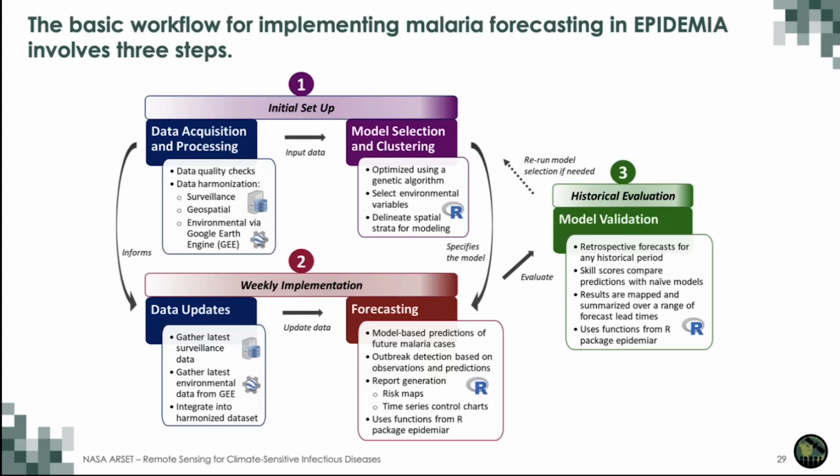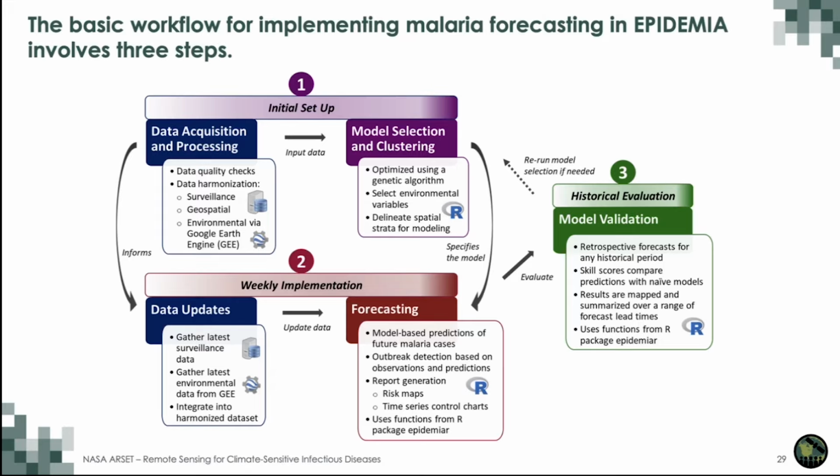Let's talk about implementation now. So we've talked about the models a bit. This is stepping back much further and looking at the entire forecasting system and thinking about how it works. And here I have it broken down into 3 components. One is the initial setup component. So a lot of that is data acquisition and processing. I've talked about that some already. And then there's the model selection and clustering. I've talked about that a little bit as well. But these are all things that need to be done beforehand to prep and set up the system for malaria forecasting in a particular area.